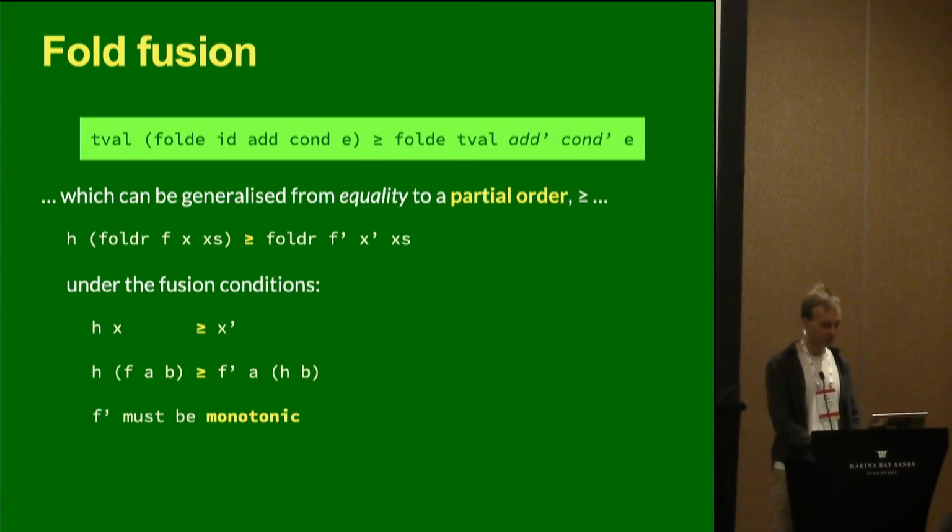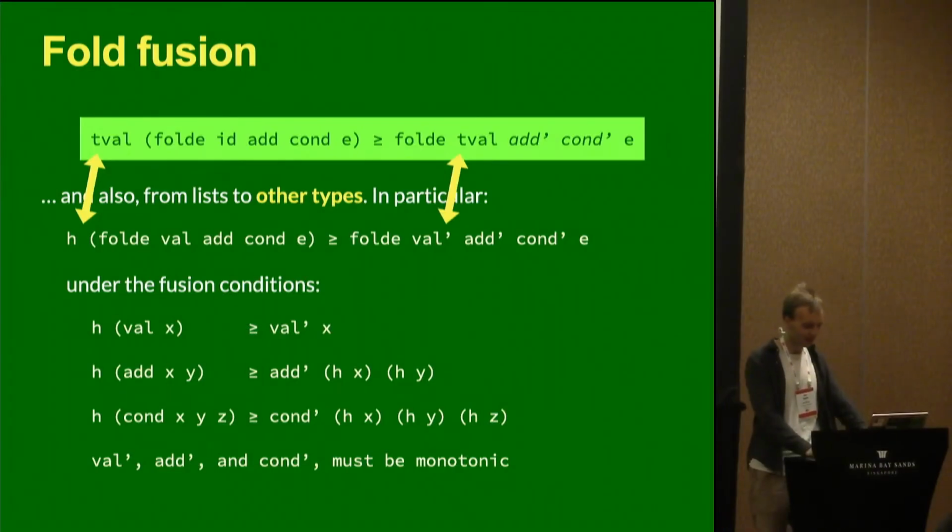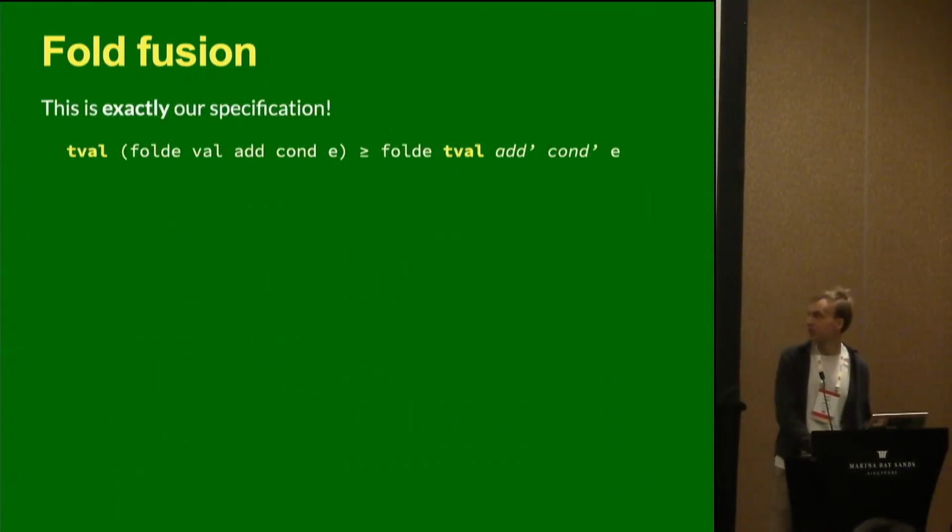And of course, we can also generalize this from lists to any type, well, any algebraic data type, right? Any inductively defined type. For example, our expression type. And maybe you can see it now. This is exactly our specification. If we substitute t-val for h and also for this val prime operator, it's exactly our specification.